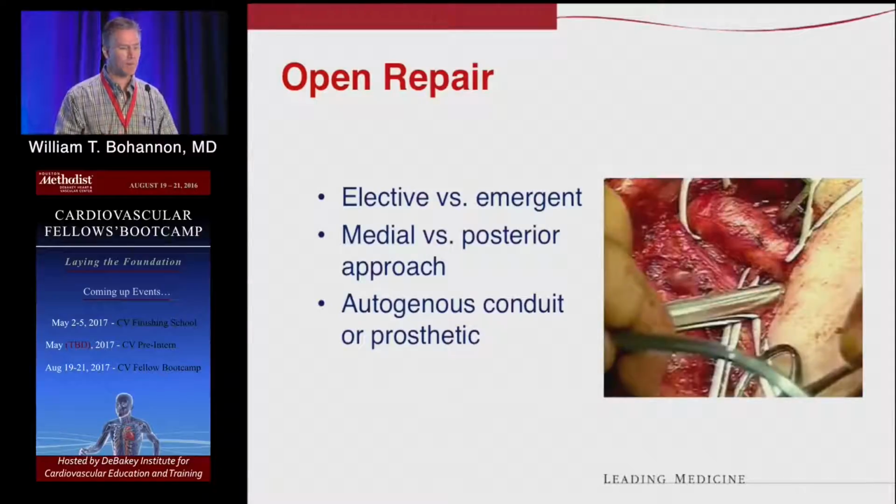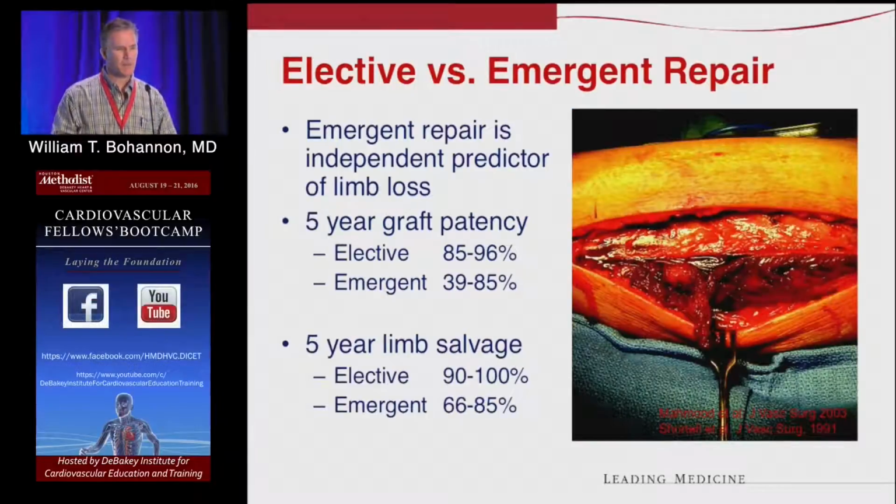Now, in regards to open repair, there's elective versus emergent, medial versus posterior approaches, and using the different type of conduit. So, emergent repair is an independent predictor of limb loss. It has a worse 5-year patency. So electively, the 5-year patency of your reconstruction is probably in the 85 to 96% range.